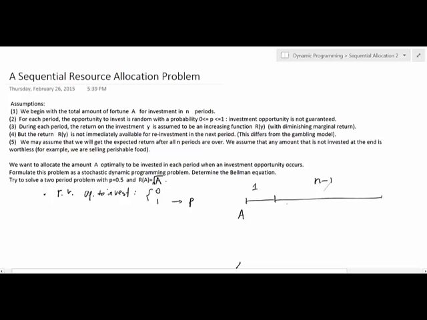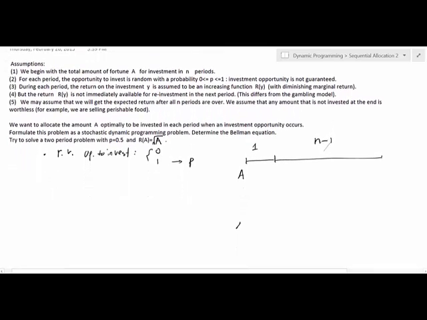So we can use another x to denote the amount available to invest. That's the state variable. And we already know the action variable, y, and we have y less than or equal to x in general. For the first period, y is going to be less than or equal to A.